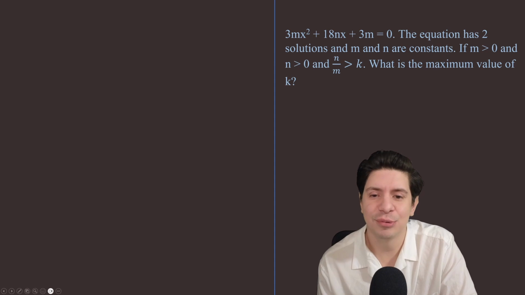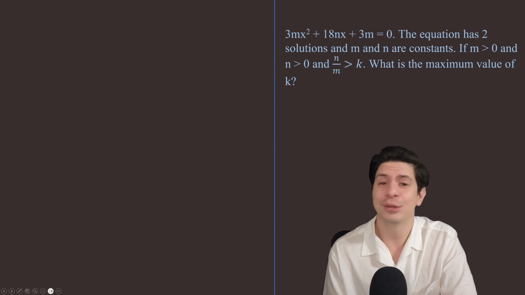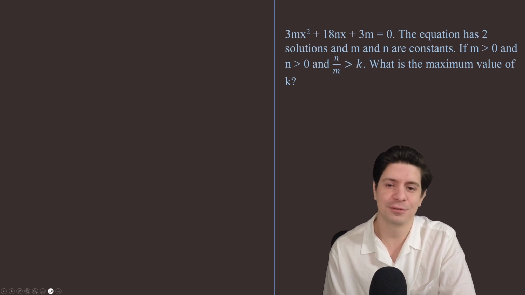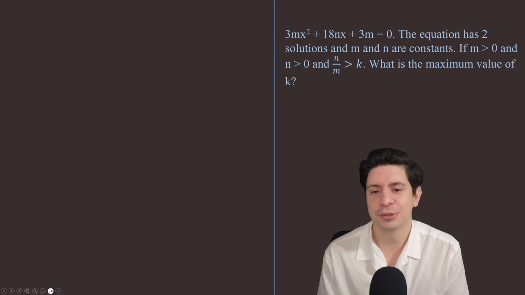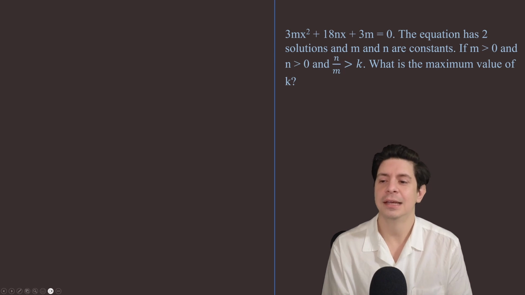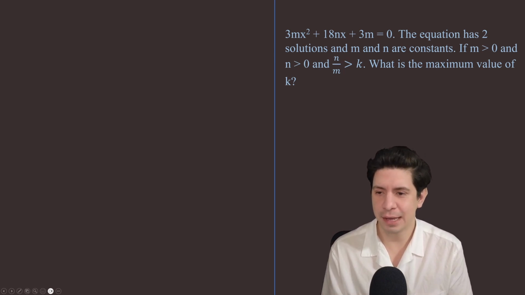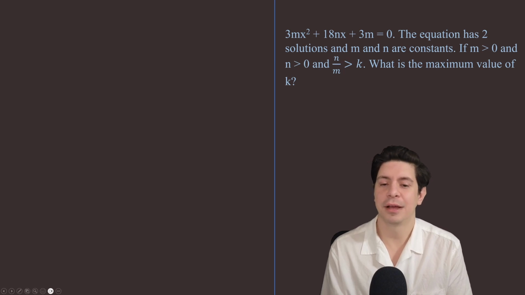Now try this one out, and if you get this one along with the other two and you put the answers in the comments, you will be SAT Champion of the Week. But don't worry, this is the hardest one I've done so far, so if you don't get it, that's just room for growth. 3mx squared plus 18nx plus 3m equals 0. The equation has two solutions, and m and n are constants. If m is greater than 0 and n is greater than 0 and n over m is greater than k, what is the maximum value of k?